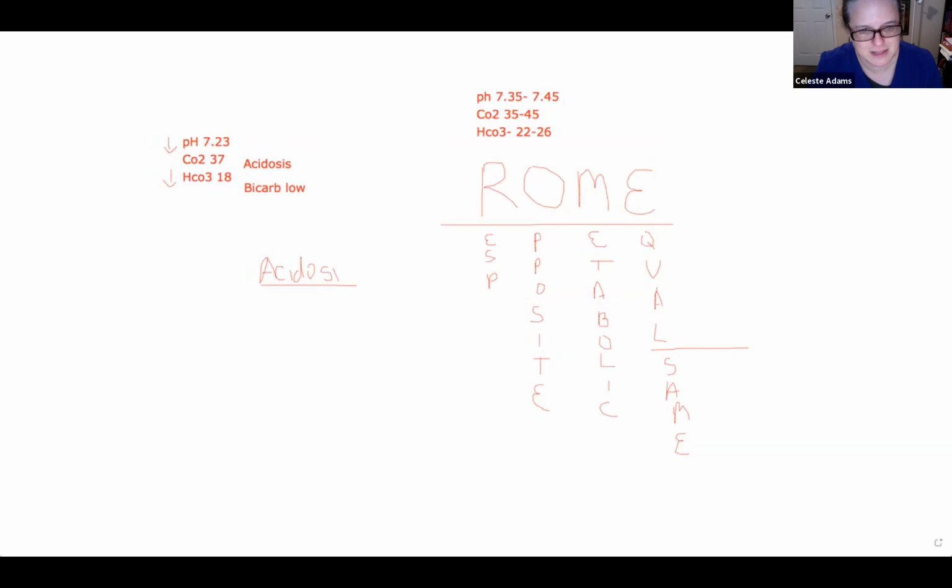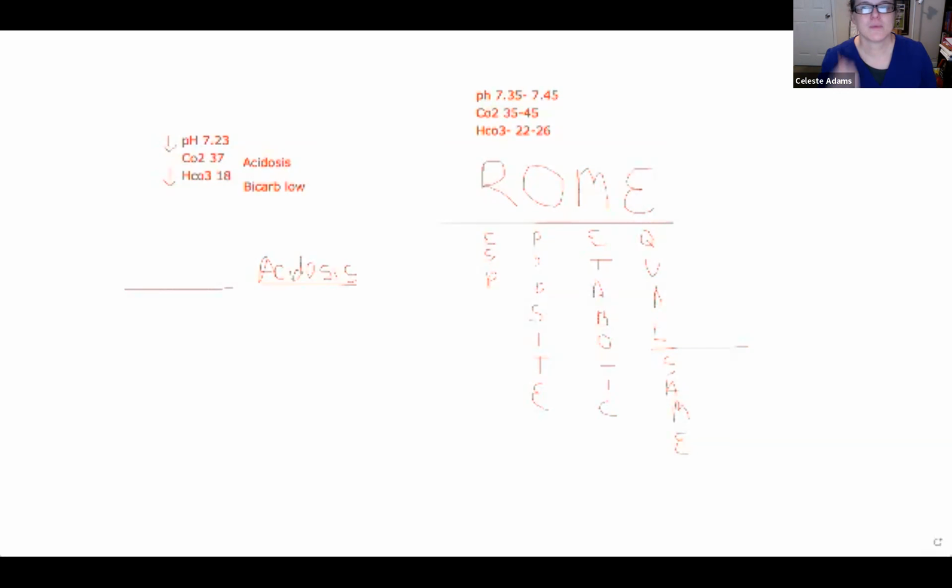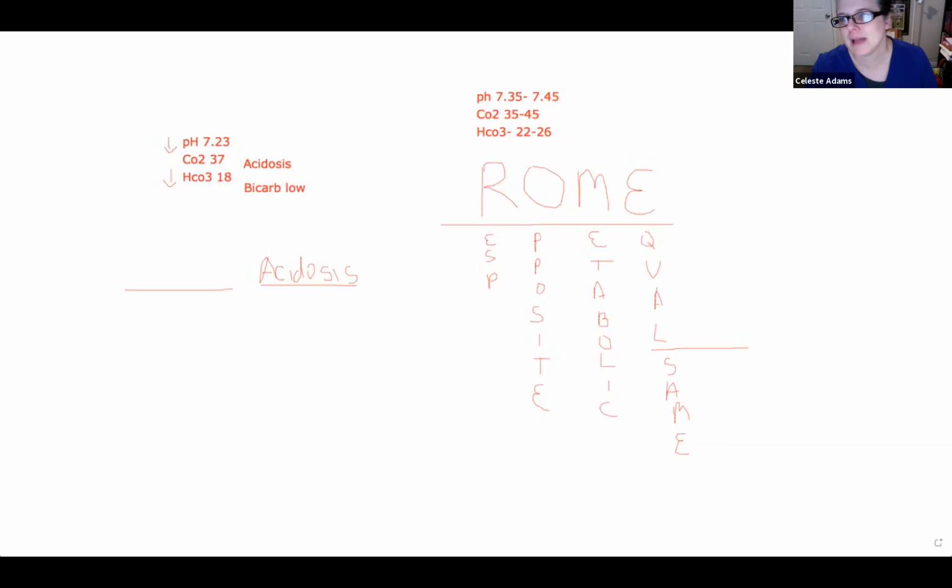So we're going to look at what direction our pH and our abnormal lab are going. In this case, it's our bicarb. So it's going in the same or equal direction. So what is that going to be, metabolic or respiratory? Metabolic. And I believe I said metabolic before.